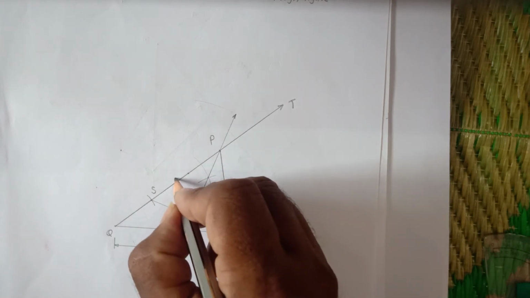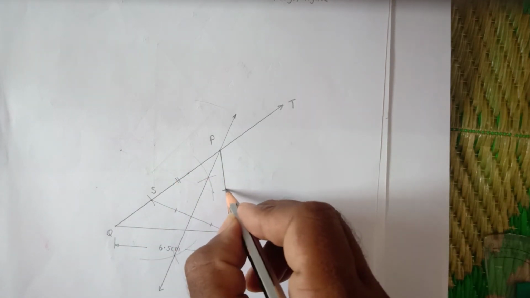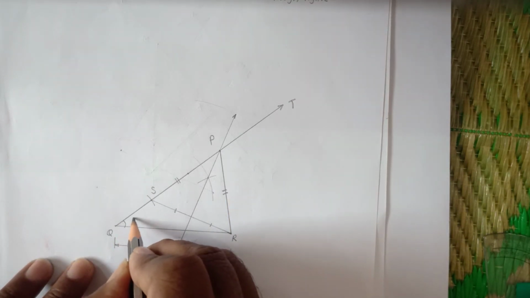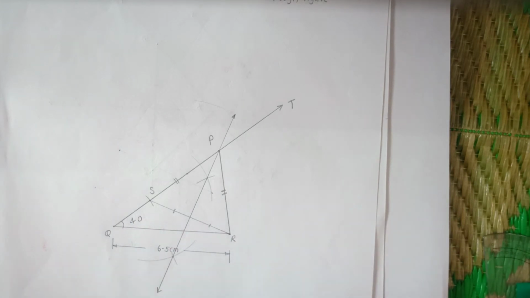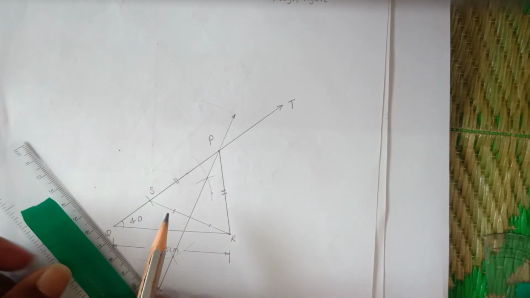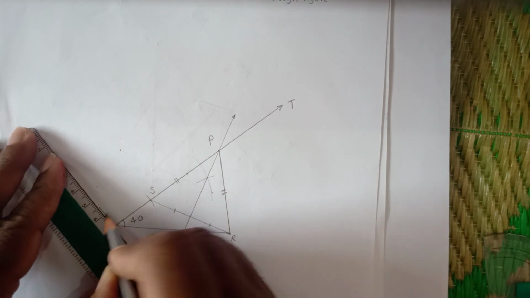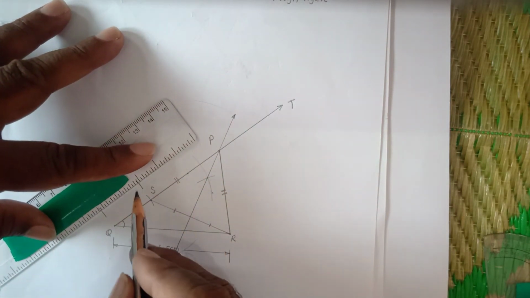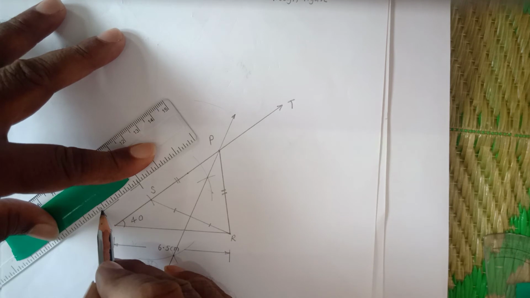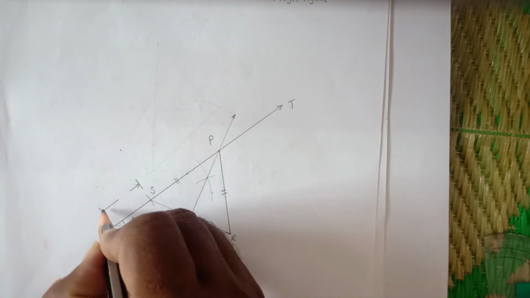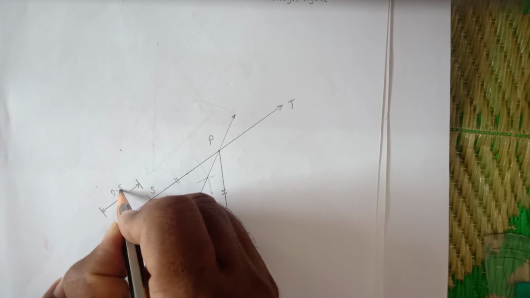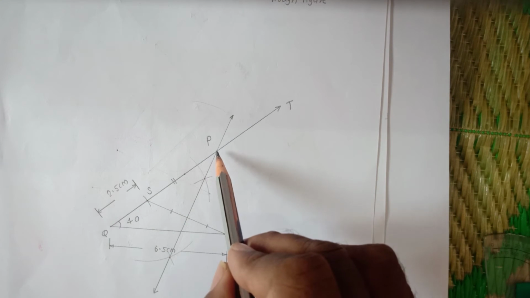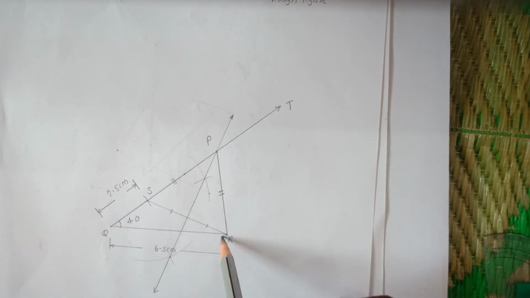SR. Therefore segment PS and segment PR are congruent, and this angle we have been given is 40 degrees, and the distance QR is 6.5 centimeter, and the difference between the sides, that is QS, we have been given here as 2.5 centimeter. In this way we have constructed triangle PQR.